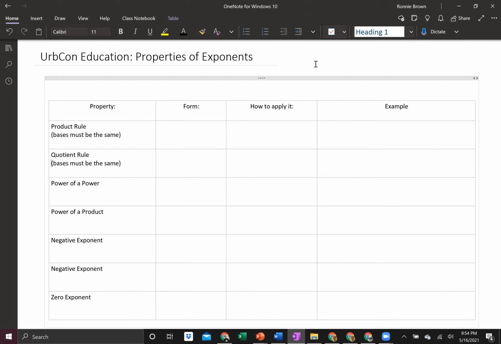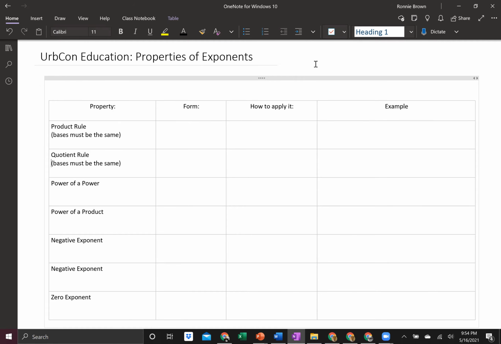The base is the x. The 4 is the actual exponent. What does this mean? X to the fourth power means X is being multiplied times itself 4 times. So it's X times X times X times X. And that's the basics of an exponent.